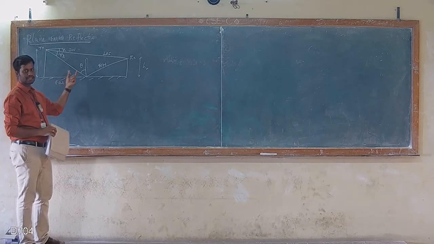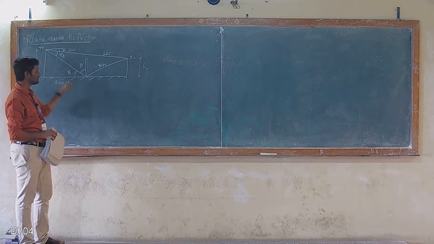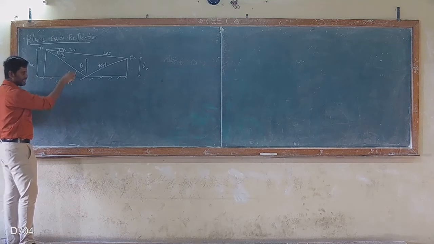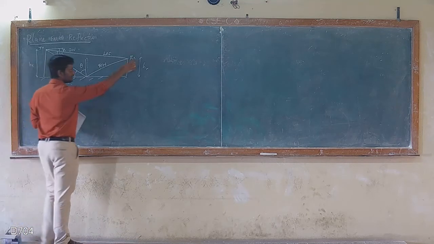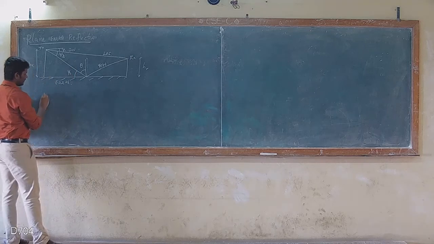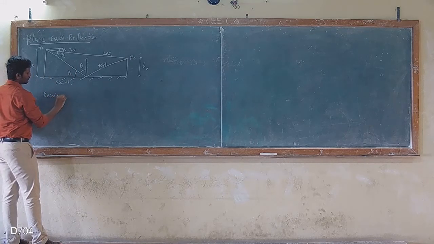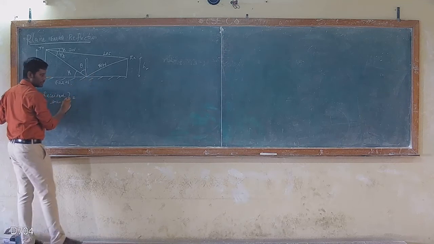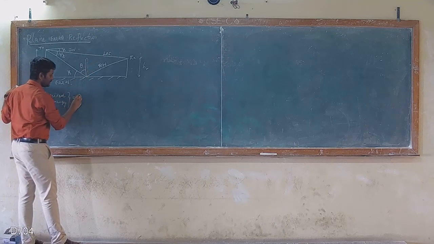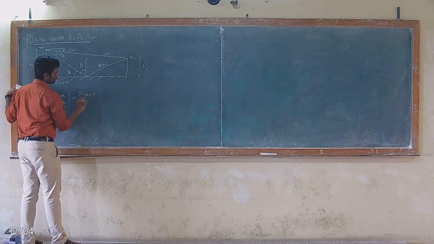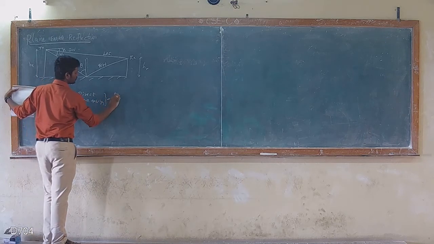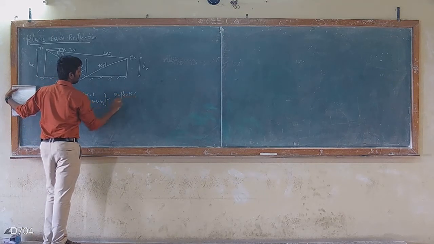So by considering this diagram, we are going to derive the expression for the reflection that is made by the ground surface to the reflected signal. From this diagram we can conclude the total field that is received by the receiving antenna can be written as: the received energy is the combination of both direct wave and reflected wave. So the total energy received at the receiving antenna will be direct wave energy plus reflected wave energy.